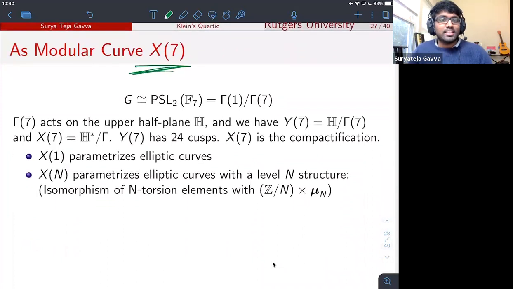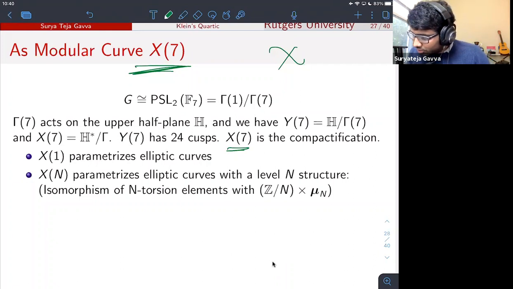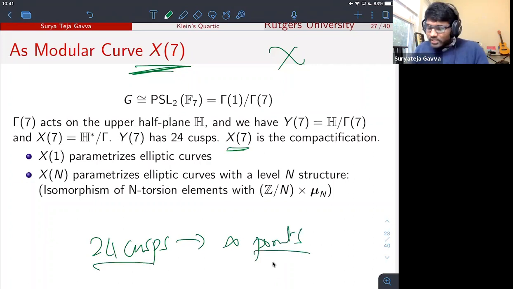Okay, so this curve, our Klein quartic, can also be seen as the modular curve X7. We've already seen in previous talks what this X7 is. It's just the quotient of H by this group gamma 7 that gives you a surface with some cusps, in fact 24 cusps, corresponding to the centers of the faces, or basically this infinite point. But that's not really a compact surface. If you compactify that surface, we get exactly this Klein quartic. So the Klein quartic is exactly equal to this compactified surface, which is X7. The reason it's related to arithmetic is because X_n in general parameterizes elliptic curves. So I'll leave that.